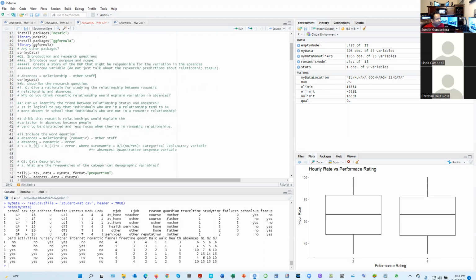Then we went to the word equation. Absences equals relationship, meaning romantic. That's the way that it's given in our original data set. Romantic relationship has been given by the name romantic, plus other stuff. That's the error. The romantic variable has only 0 and 1, so it is a categorical explanatory variable. Absences is a quantitative response variable, with a categorical explanatory variable. Oh, I would like to use the word exposure.